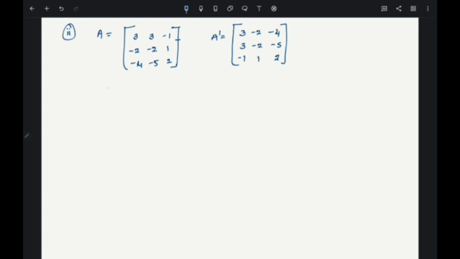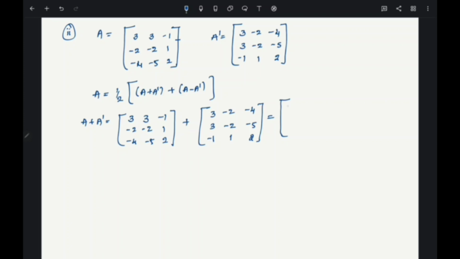Now next what I have to take, that is A is equal to half into A plus A dash plus A minus A dash. Now let's find the value of the A plus A dash matrix. You have to add up both A and A dash. Now we'll get A plus A dash as 3 plus 3 is 6, 3 minus 2 is 1, minus 1 minus 4 is minus 5, then minus 2 plus 3 will be 1, minus 2 minus 2 is minus 4, 1 minus 5 is minus 4, minus 4 minus 1 is minus 5, minus 5 plus 1 is minus 4, and the last element 2 plus 2 will be 4.